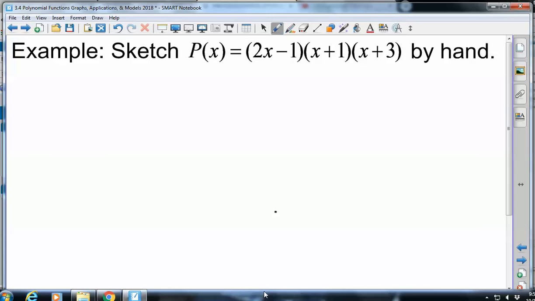So if I told you to sketch this graph by hand, first thing we have to do is find the zeros. Now lucky for us, it's already factored. So we can just go ahead and list our zeros. And if you've misplaced your handout, you can just do this in your notebook so you've got notes somewhere.